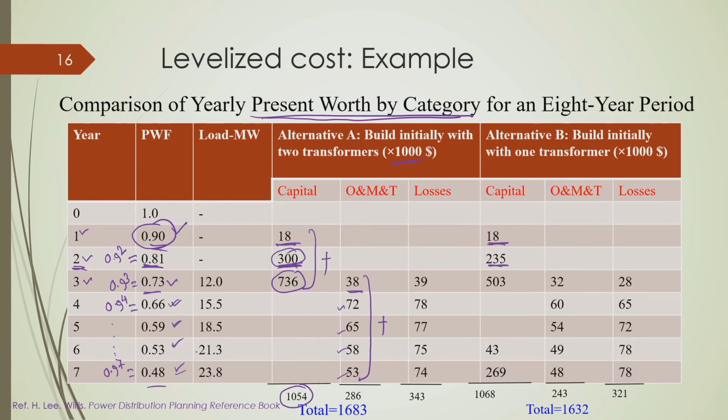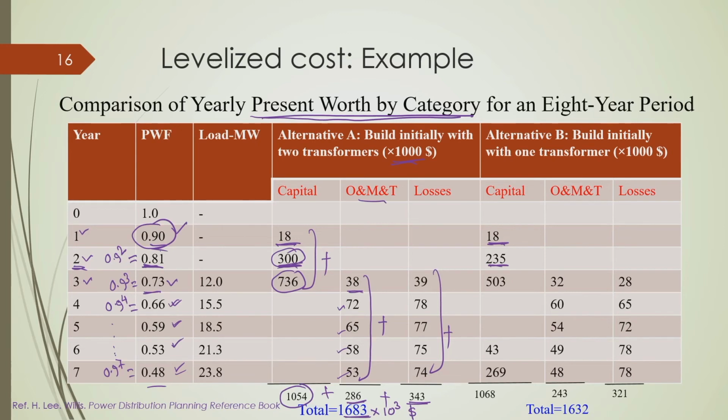Okay. Now, after adding up, this will give you $286,000 for operation and maintenance cost, and $343,000 for cost of energy losses. Okay. And finally, if you sum up all these 3, this will give you the total present worth cost of this alternative plan, that is 1683 multiplied by 10 to the power 3 $.